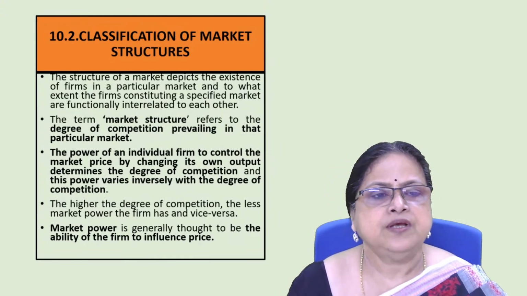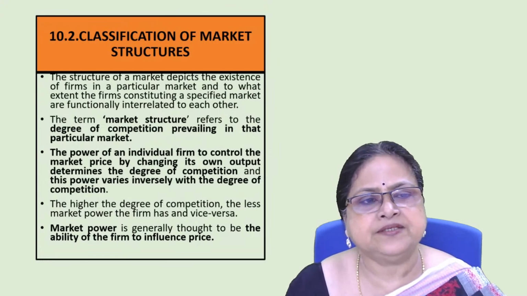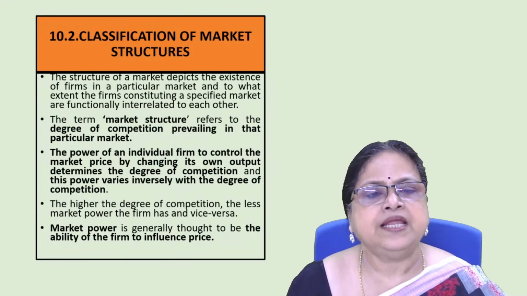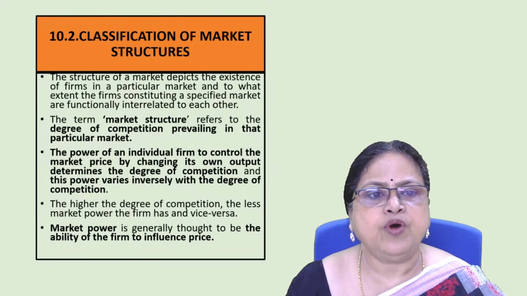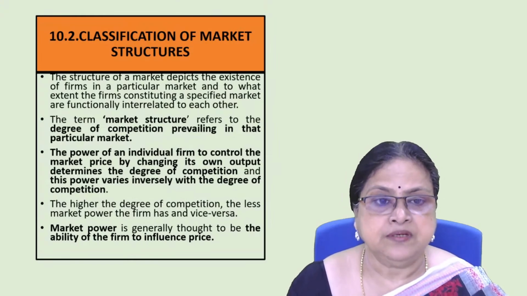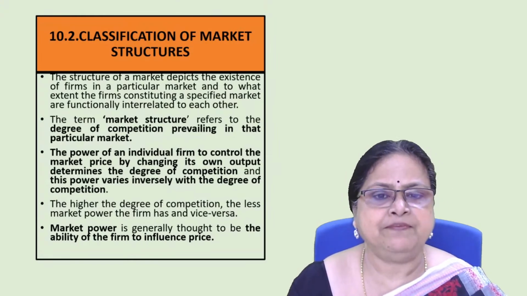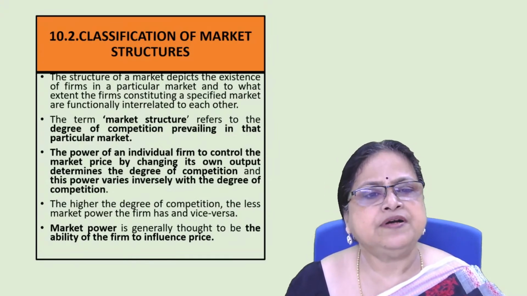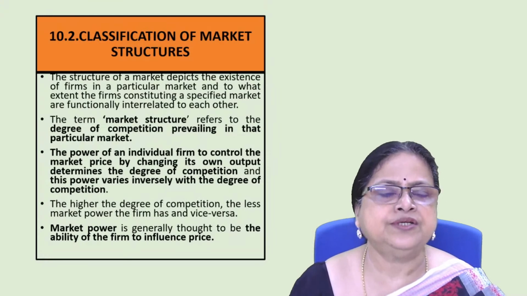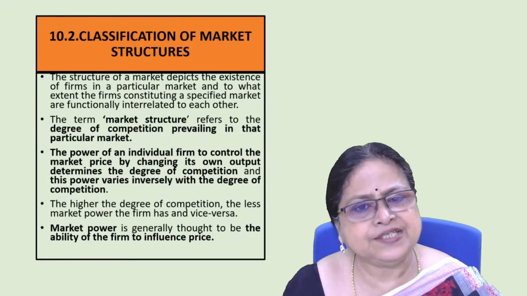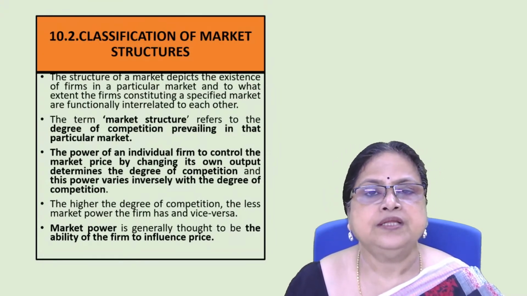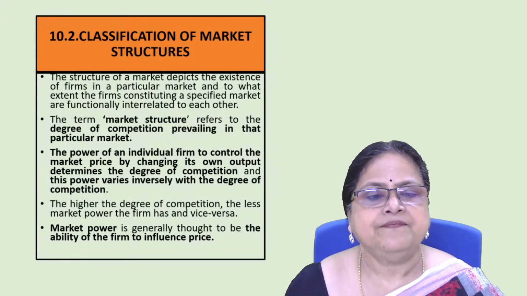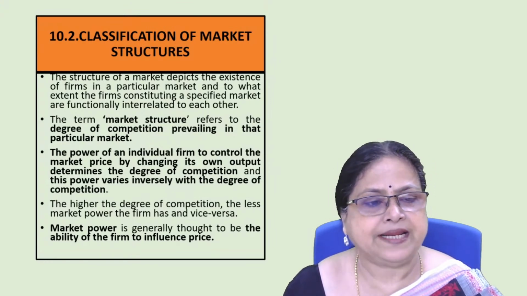Now, classification of markets: we have discussed what are the different types of markets and depending on what factors. So the structure of a market depicts the existence of firms in a particular market and to what extent the firms constituting a specified market, that means the firms who are members of that market, are functionally interrelated to each other or not. So the term market structure refers to the degree of competition prevailing in that particular market.